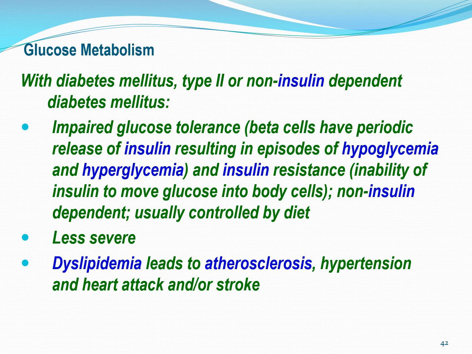It's the impaired glucose tolerance, which the beta cells have periodic release of insulin resulting in episodes of hypoglycemia and hyperglycemia, and insulin resistance is the inability of insulin to move glucose into the body cells. Non-insulin dependent, usually controlled by diet. It is one of the less severe, especially if caught early and you do something about it. Here's the deal with this. It can also lead to atherosclerosis, hypertension, heart attack, and stroke. It can lead to kidney failure. It can lead to, like I said, toes cut off, feet cut off.